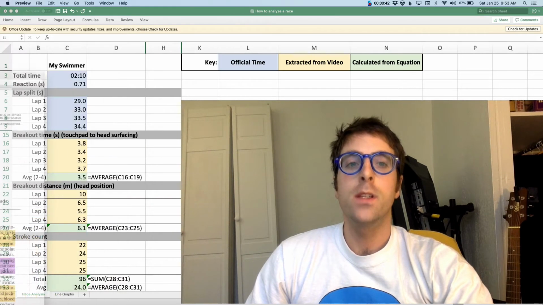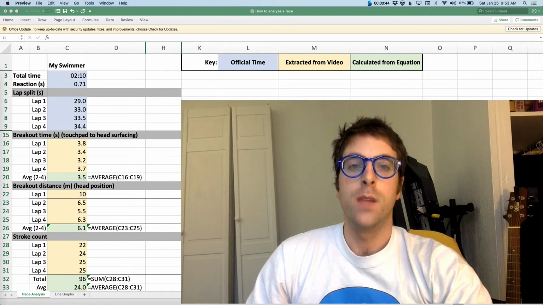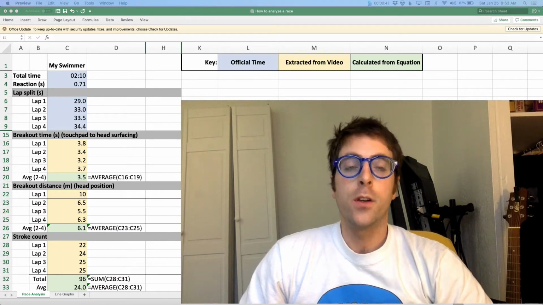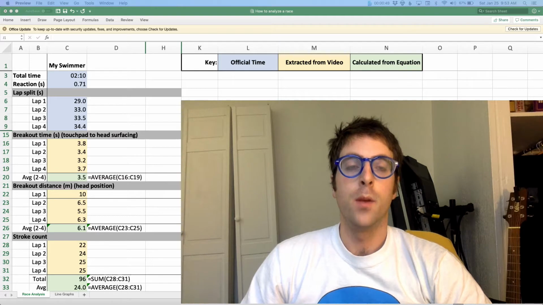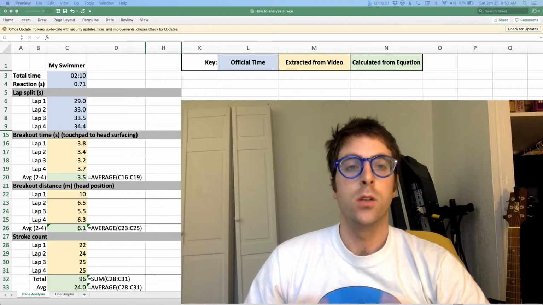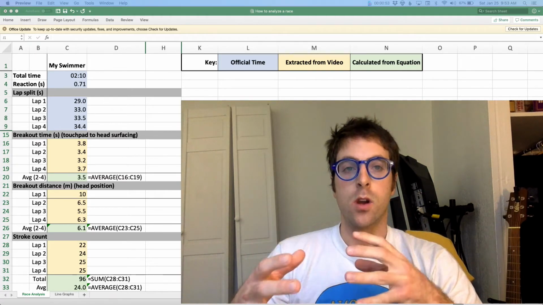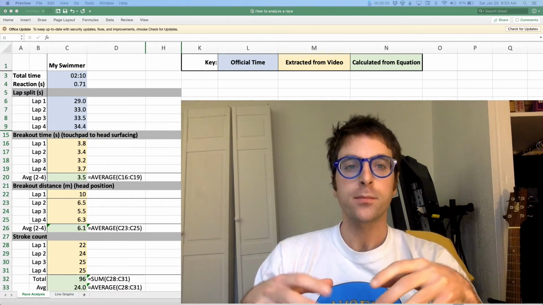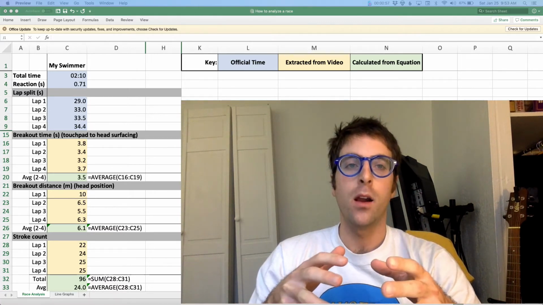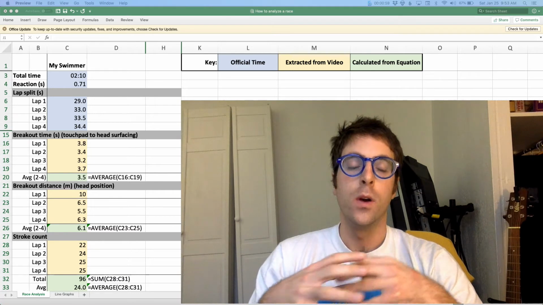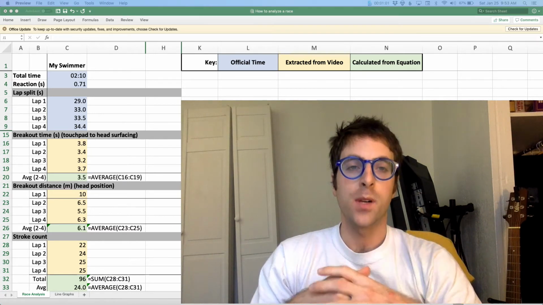And the reason that you would do this is basically twofold. First, you want to be able to break the race down into its components, so the start, the turns, and the clean swimming, and see how you compare or your swimmer compares to the top swimmers or their top competitors.